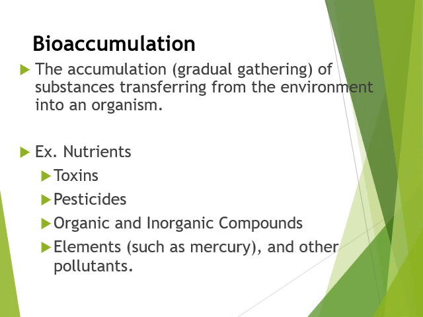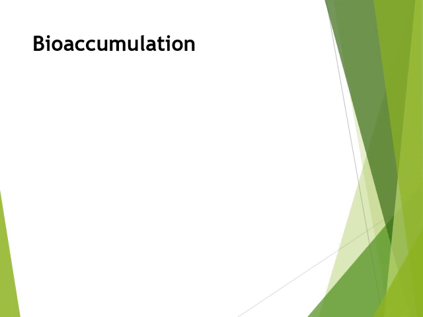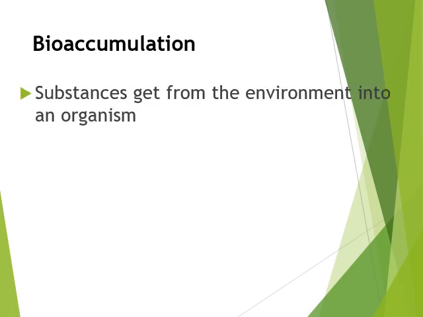We can be looking at elements such as mercury and any other type of pollutants that may be in the water. Over time, as that fish is eating, it's keeping some of these things in the flesh, in their bodies. So for bioaccumulation to happen, substances get from the environment into an organism, and then a higher level organism can also eat that one. That's how that secondary consumer ends up with toxins or nutrients or whatever in their flesh.